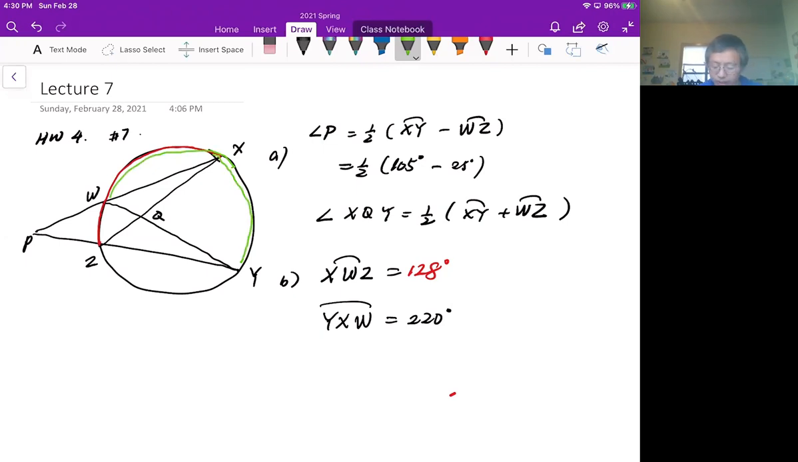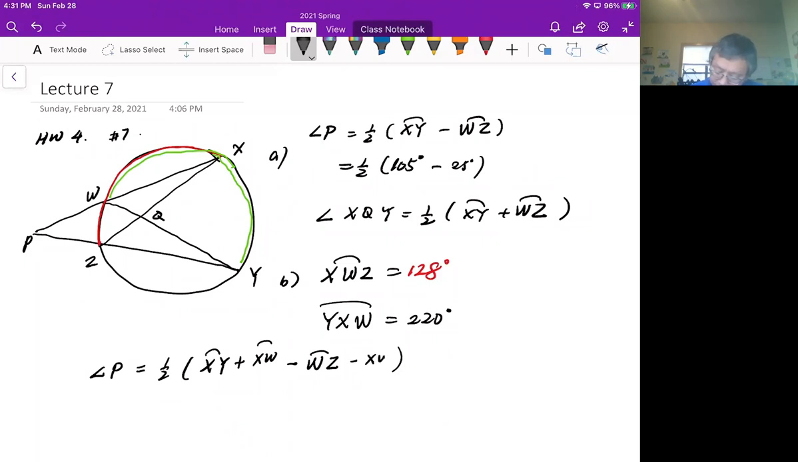And then I'm looking for the angle P here. Well, first of all, angle P is just the XY minus the WZ here. Does it make sense? So that's just the previous one. But now I'm going to add a common thing here. That is, I'm going to add XY, and then I'm going to add XW, and then subtract the XW. Can you see that? You add an XW, you subtract the XW.